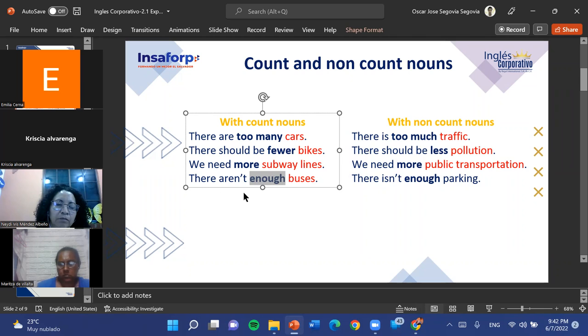So aren't, as I mentioned, is going to be used anytime, the same as are, when you're talking about two or more. So there aren't enough buses refers to a sentence that will represent a countable noun.